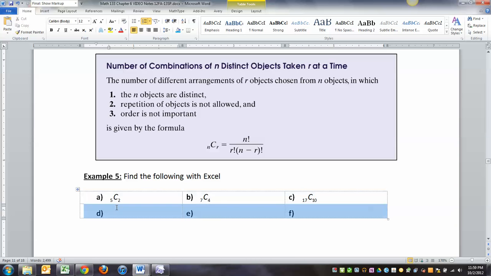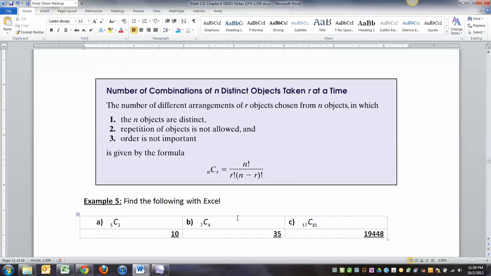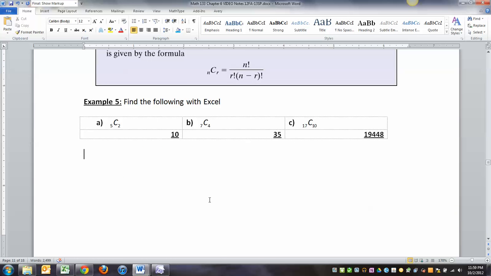Easy as that. Now, that one, of course, would be a lot harder to do on your own with just a calculator. I mean, you could do it. You could find the factorials and then put it over the other ones, but that's not likely to happen.